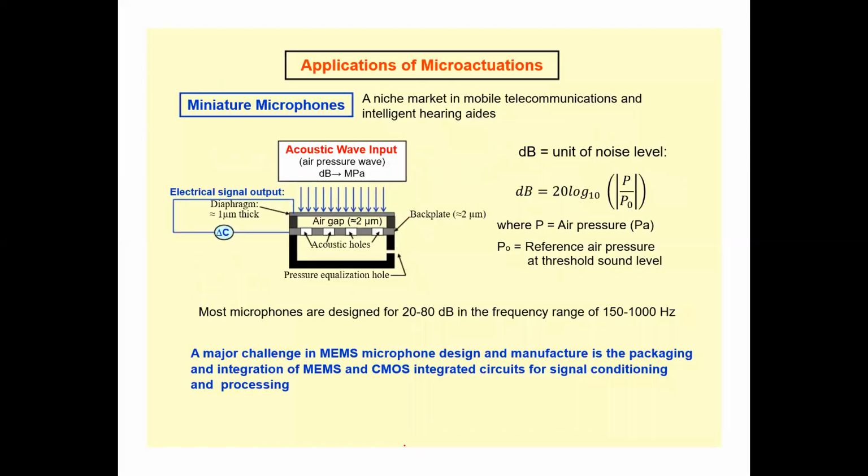Now another application is basically micro actuation, right? Micro actuations, and these are the microphones. So what is a microphone? This is basically the pressure equalization hole, and this is the cavity. This is basically the back plate in which you have different holes, and on the top one is basically the diaphragm. Okay, this is the diaphragm, this is the back plate having holes, and this is the cavity in it, right?